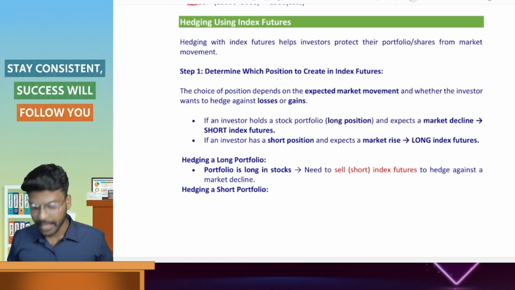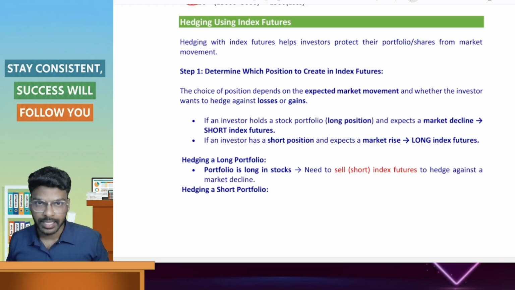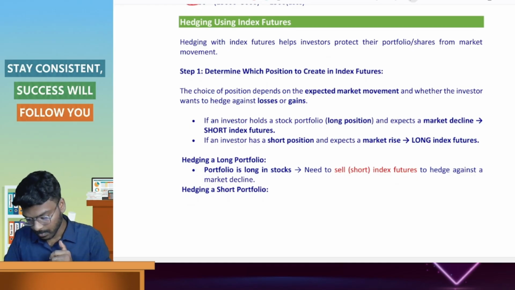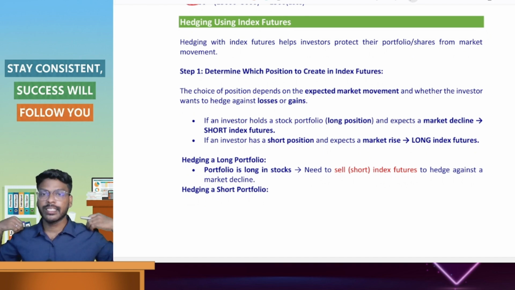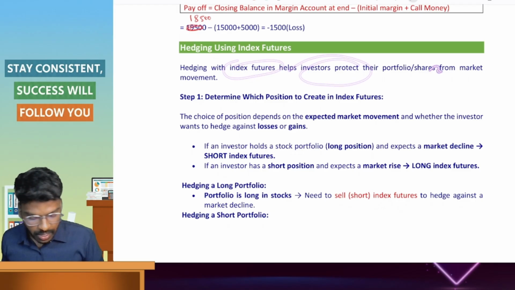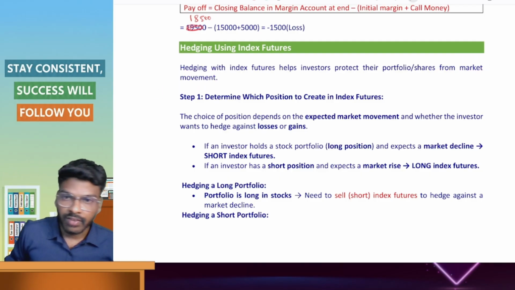Okay, let's move to hedging using index futures. Let's start with hedging using index futures. Hedging with index futures helps the investor to protect their portfolio or shares from market movements, price movements.